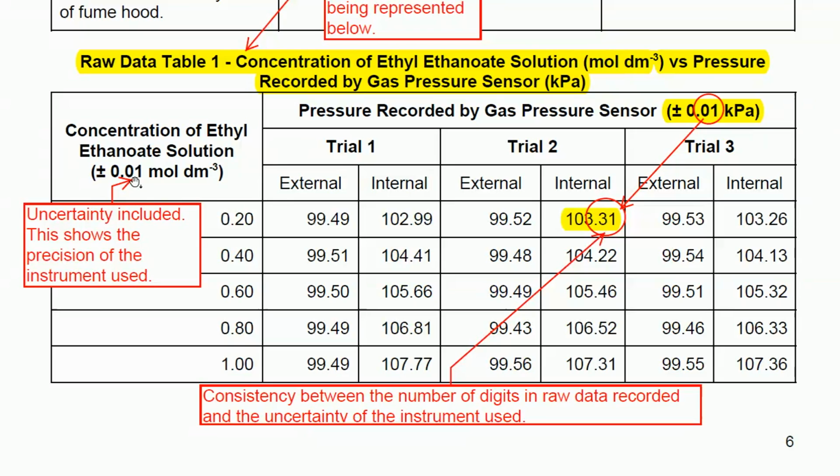This is also shown over here in terms of kPa, the pressure measurement. The student has recorded the absolute uncertainty to 2 decimal places, and this is consistent in the table below. 2 decimal places and 2 decimal places. Anytime you're recording raw data, it's essential that you have consistency between the precision of the instrument that you used, which is reflected in the uncertainty recorded, and the raw values that are also recorded within your table.